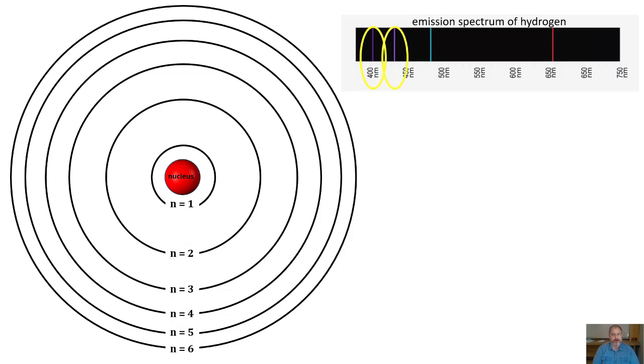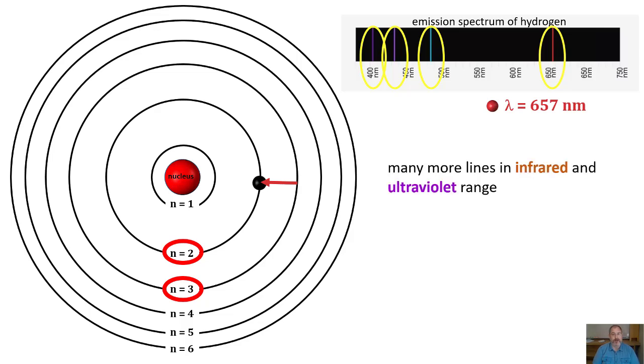Now the third visible line is due to a transition where the electron starts off in the 4th energy level and then drops down to the 2nd energy level and emits a photon having a wavelength of 486 nanometers, which is the third spectrum line here. And then finally, the fourth spectrum line is due to the emission when the electron starts off in the 3rd energy level and drops down to the 2nd energy level and emits a photon having a wavelength of 657 nanometers. Now recognize that these 4 lines are the visible lines of the spectrum. These are wavelengths of visible light.